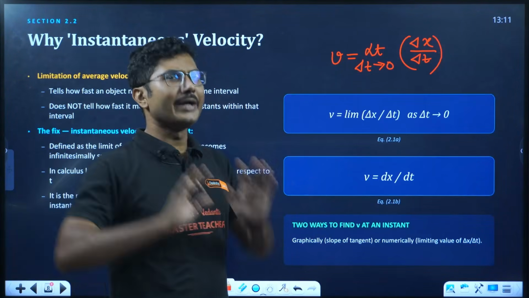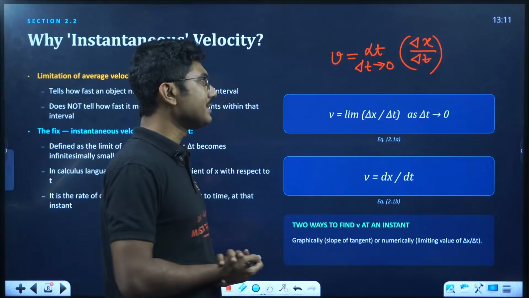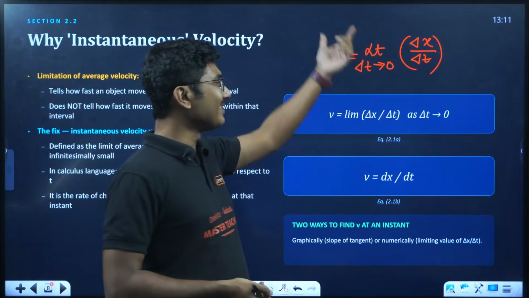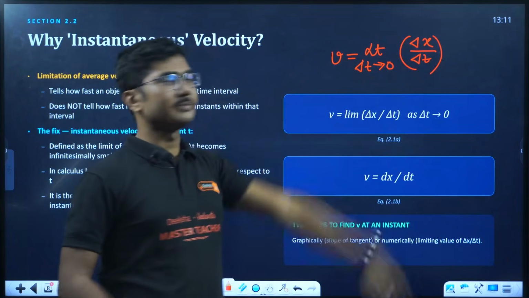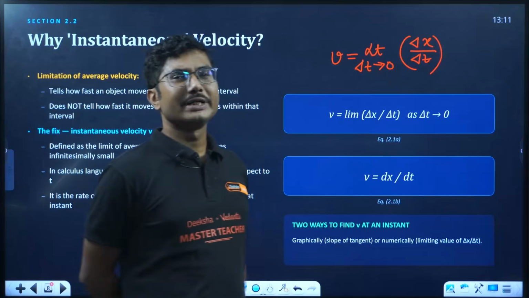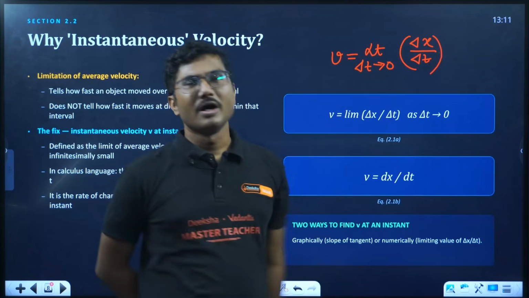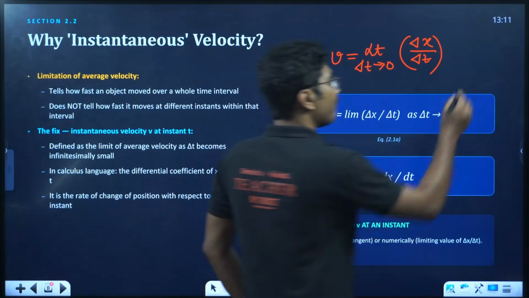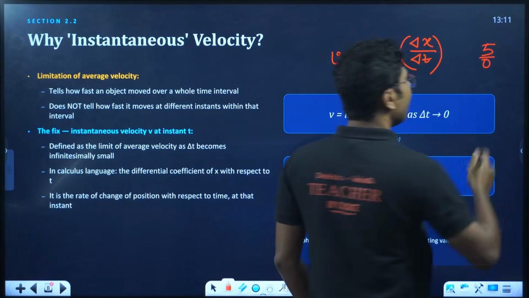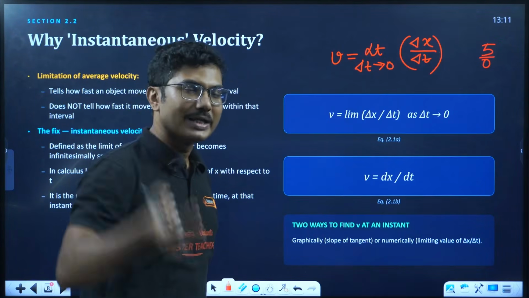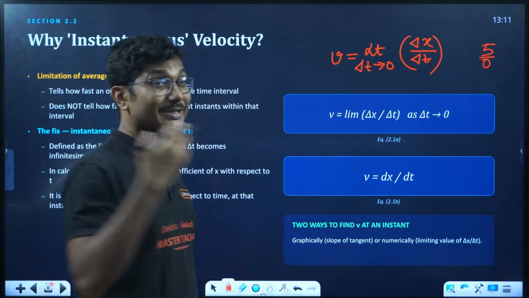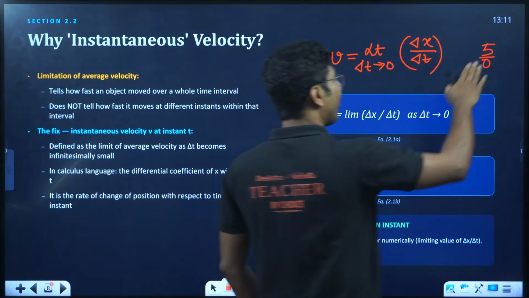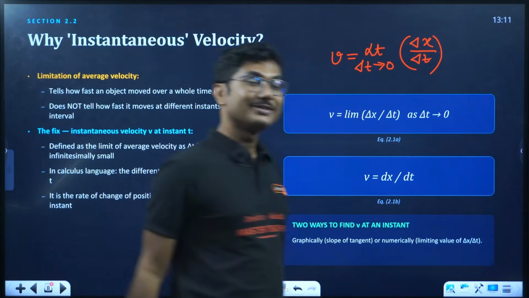I will try to address it as much as possible, but remember that when you write the limit delta t tends to 0 of delta x by delta t, it does not give you an infinite value, or a 0 value. If I write 5 by 0, it is infinity, right? 0 by 0 is actually undefined. It is not infinity, not 0. It is called undefined.